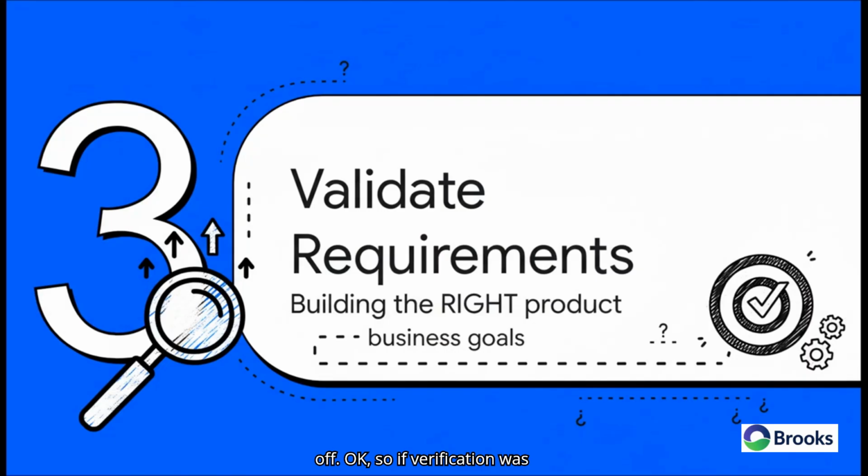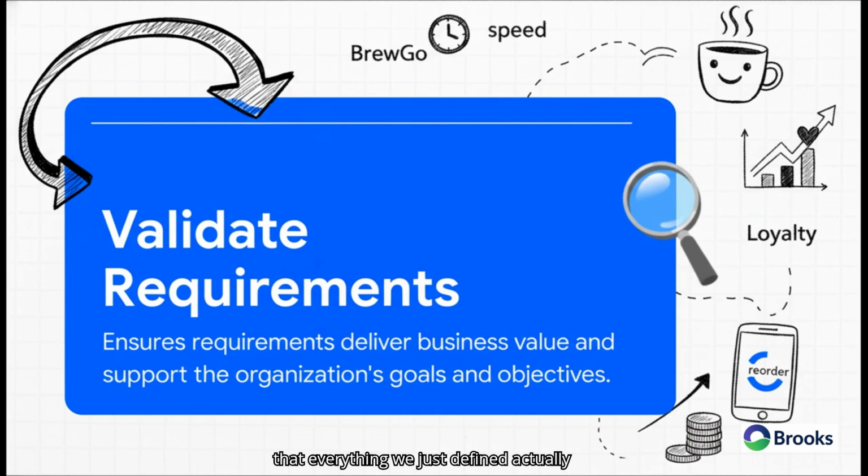Okay, so if verification was about checking our work, this next step, validation, is about checking our thinking. And it asks a totally different question. Are we building the right product? This isn't an internal quality check. This is an external check against the actual business goals. Validation makes sure that everything we just defined actually ties back to the original problem we're trying to solve. For Brugo, does a one-tap reorder feature actually help us speed up service for busy commuters and build loyalty? Because if it doesn't, it doesn't matter how perfectly we specified it.